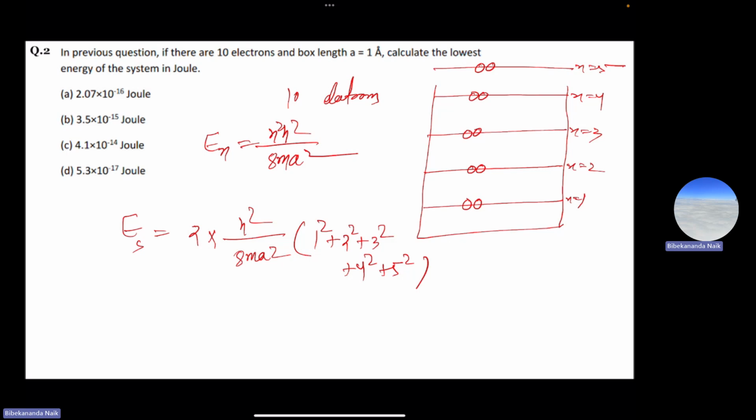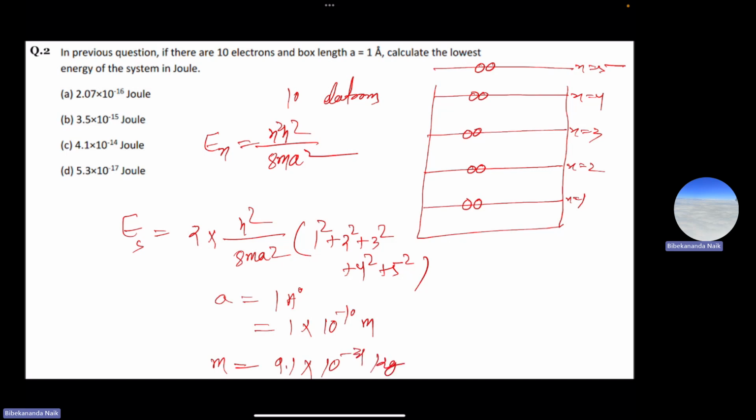In the previous question the options were like h square by 2 m a square, all that, but here you have the values. The value of a is 1 Angstrom, that is 1 into 10 to the power minus 10 meter, and mass is also known to us because these are electrons, and the mass of electron is 9.1 into 10 to the power minus 31 kg.